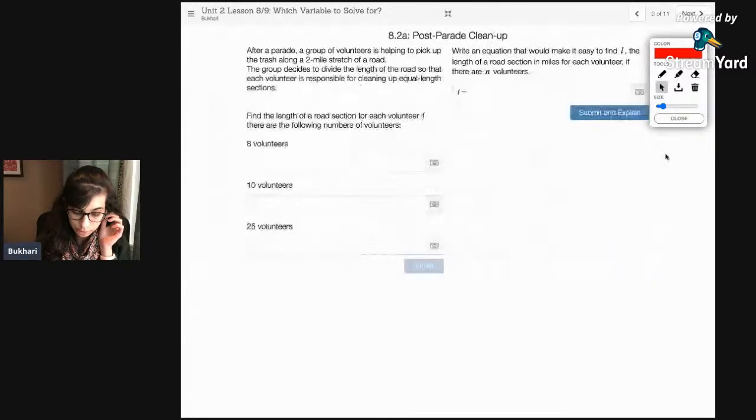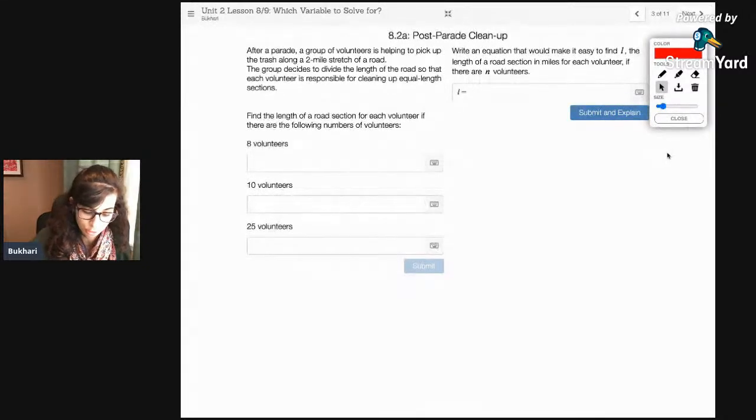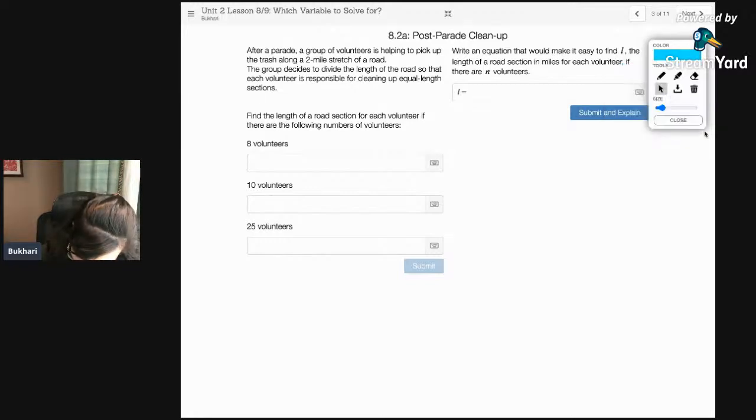In the second activity, we talk about a post-parade cleanup. So after a parade, a group of volunteers is helping to pick up the trash along a 2-mile stretch of a road. Okay, I see a number there. I know that's going to be important, a 2-mile stretch. The group decides to divide, another keyword, the length of the road so that each volunteer is responsible for cleaning up in equal length sections.